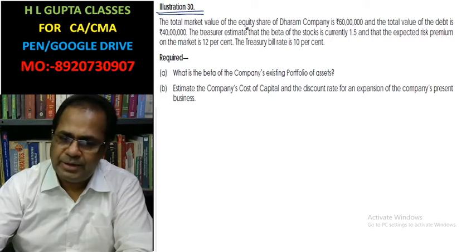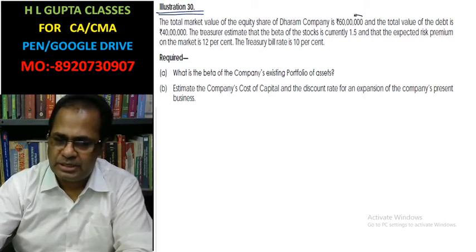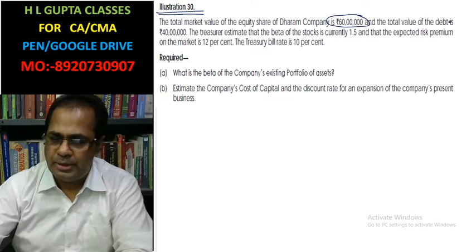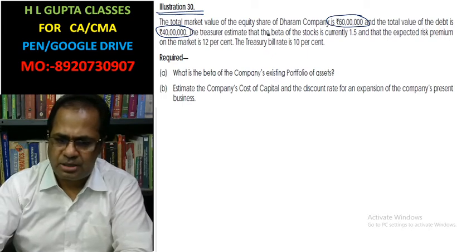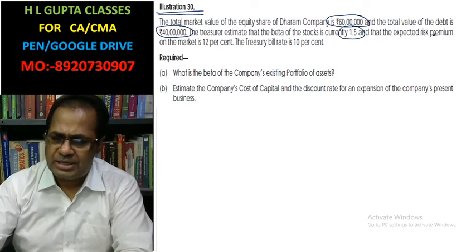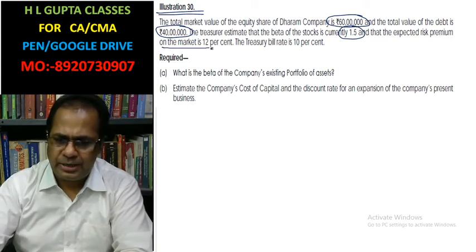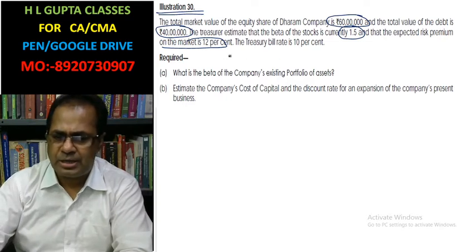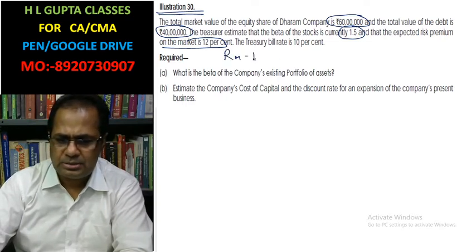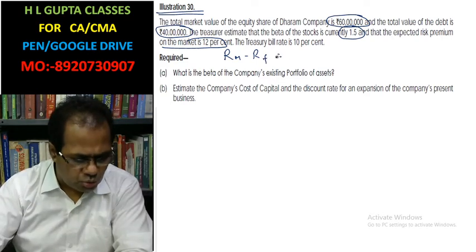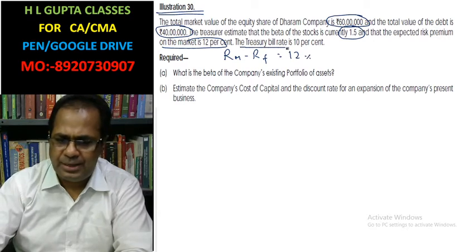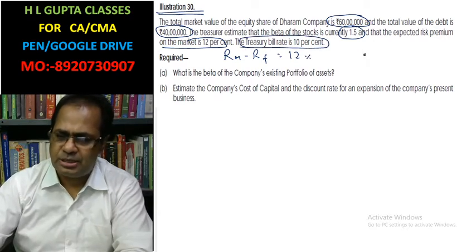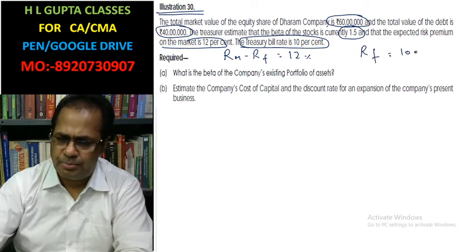The total market value of equity of the company is 60 lakh and the total value of debt is 40 lakh. The treasury estimates that the beta of the stock is currently 1.5 and that the expected risk premium of the market is 12%. Risk premium of the market is said to be RM minus RF, which equals 12%. The treasury bill rate is 10%, which means the risk free rate of return is 10%.